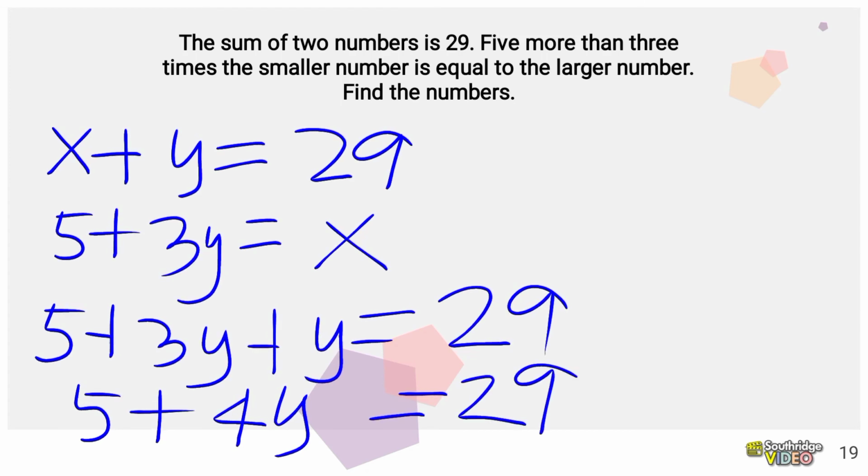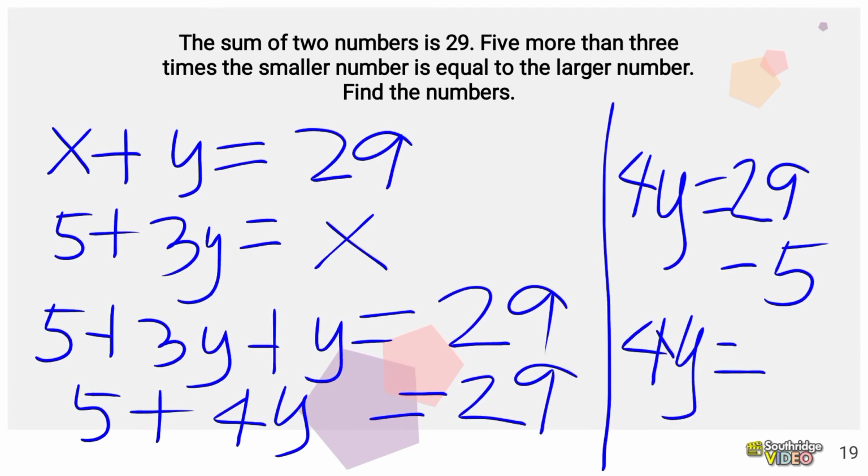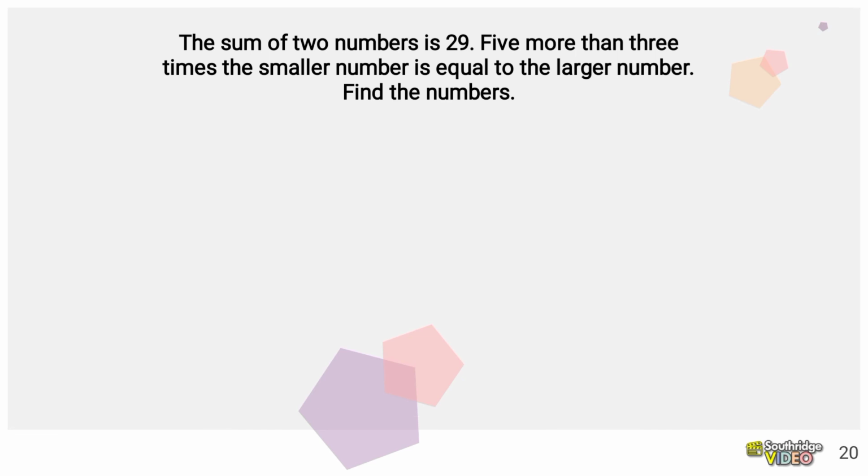By the addition or subtraction property, we add negative 5 to both sides. So we have 4y equals 29 minus 5. What is 29 minus 5? That is 24. By the division property of equality, divide both sides by 4. Your y here is 6.